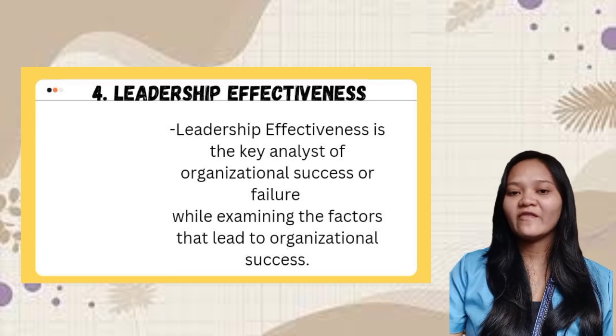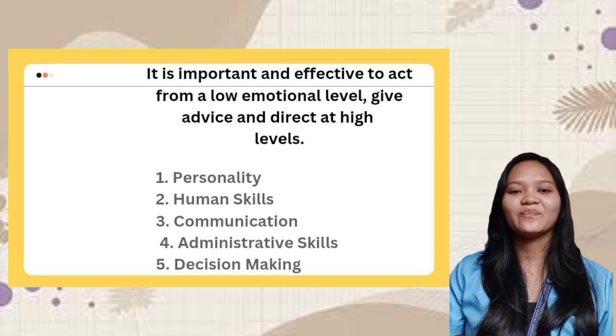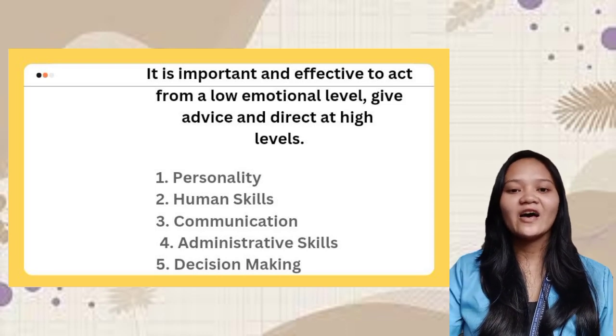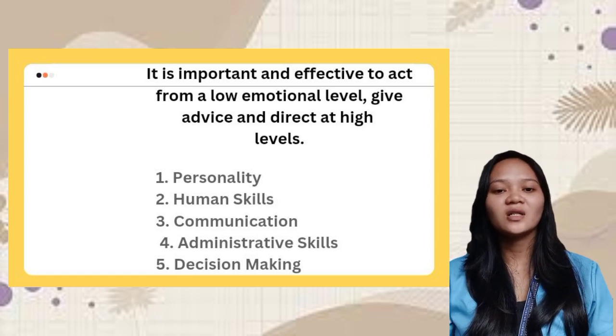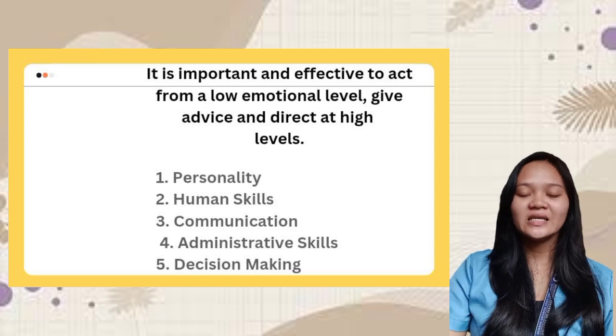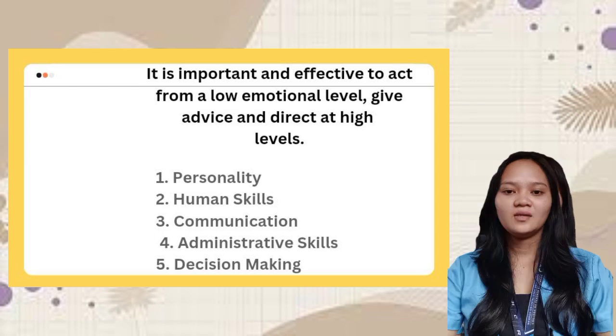Important things for having an effective leadership. We have, first, personality. Successful leaders have a pleasing personality. Personality is the sum of physical, mental, and social qualities. Personality is the only characteristic of a good leader to influence the subordinates.